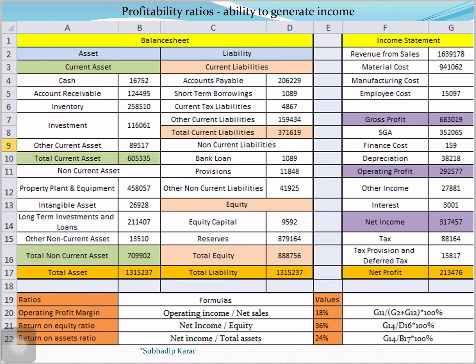Operating profit margin differs across industries and is often used as a metric for benchmarking one company against similar companies within the same industry.